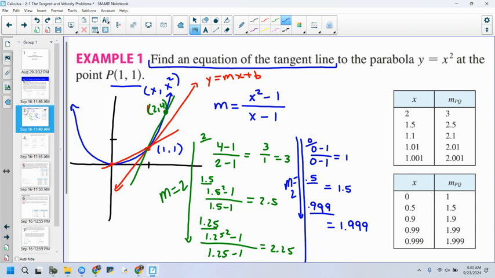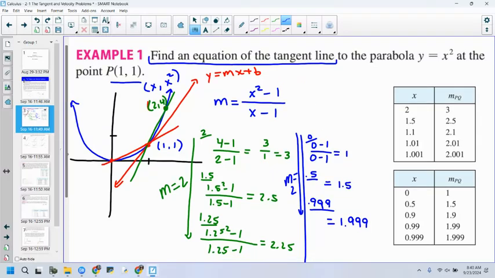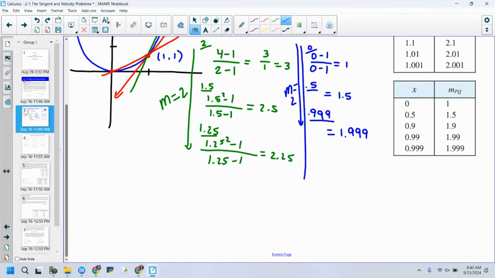And then they did that exact same process from the underside: 0, 0.5, 0.9, 0.99, 0.999, and saw, okay, the slope got really close to 2 just from the underside. So we can make the conclusion that the slope of this tangent line is going to end up being 2. So let's make that conclusion. Let's say the slope is 2. All signs point to the slope being 2.